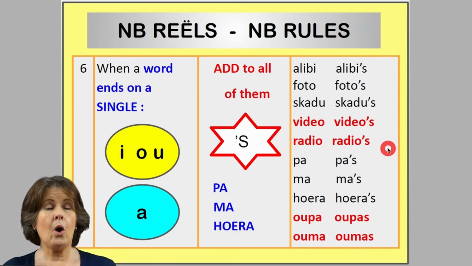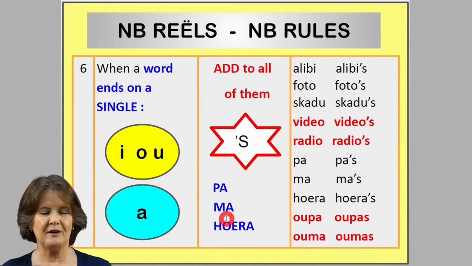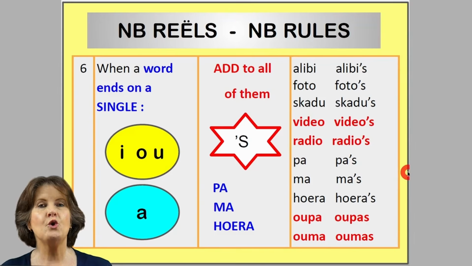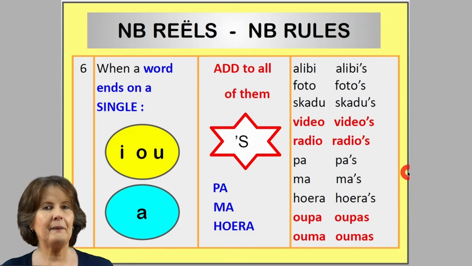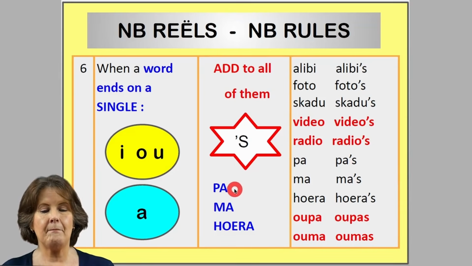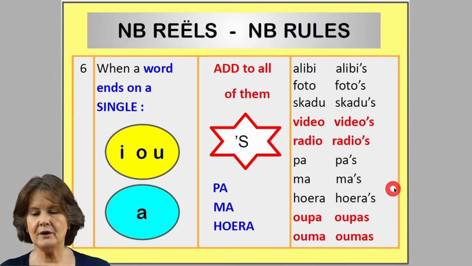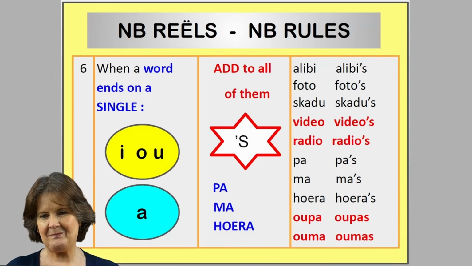And last thing, all your other A words. If it's not pa, ma, or hoorah, it gets a normal S. Like baba, it's B-A-B-A-S. Like pada, a normal S, no apostrophe. Like massa, like tema, there's lots of them. If it's not a pa, ma, or hoorah word, you just give it a normal S.